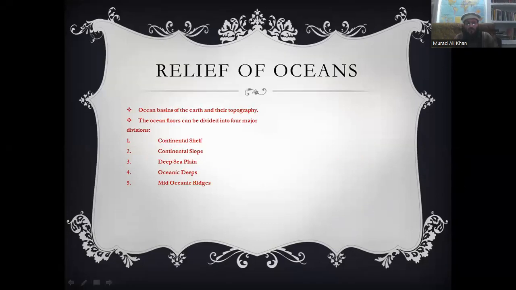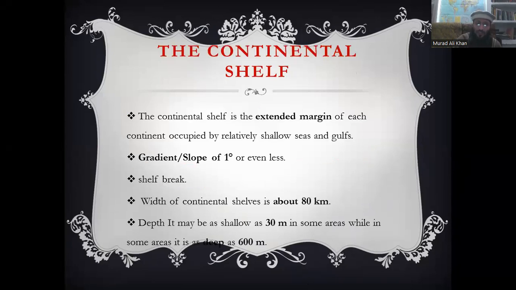Relief of continents. Although there are many landforms which are found below the oceans, the important few which are very conspicuous are the continental shelf, the continental slope, the deep sea plains, the oceanic deeps and mid-oceanic ridges. Now, the first and the most viewed, because this is the nearest to the coastal lines and the beaches, is the continental shelf.